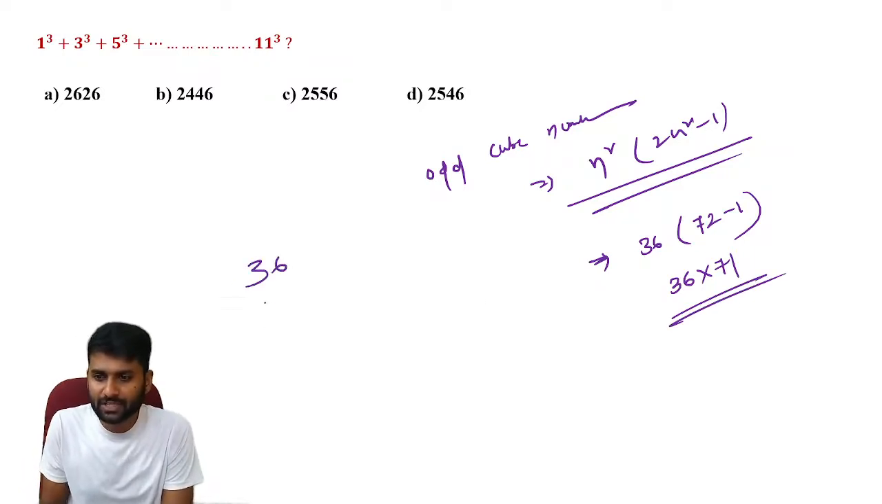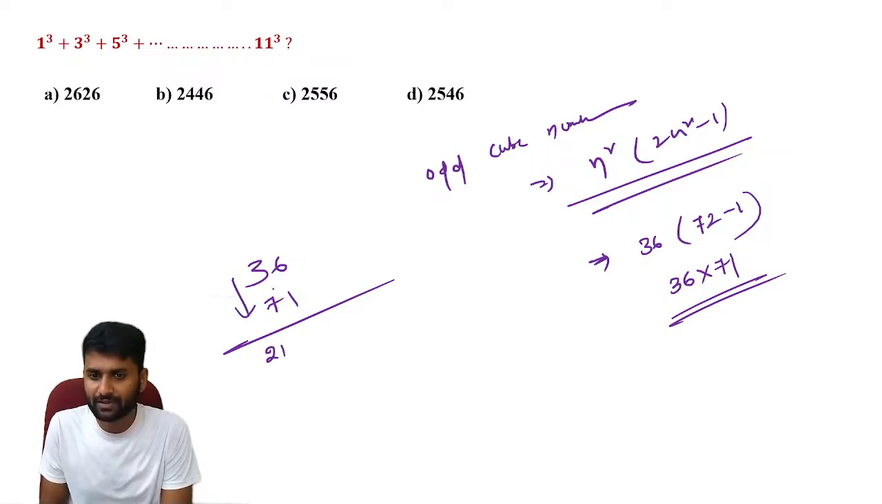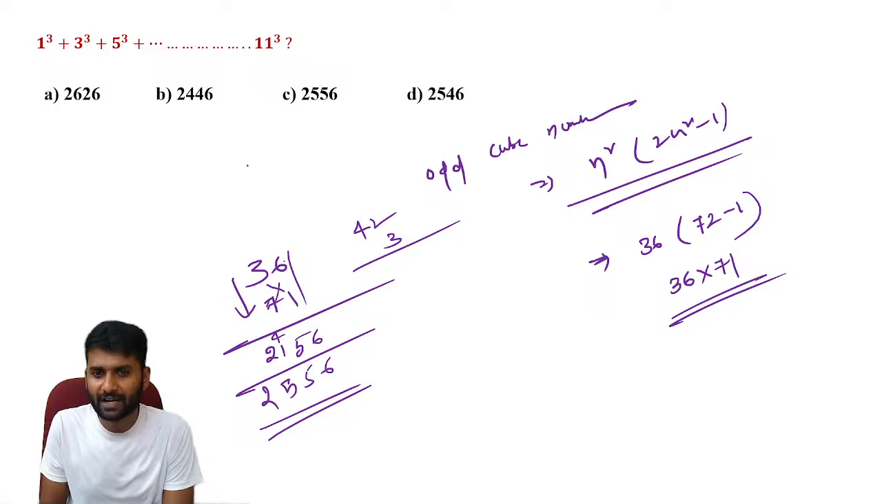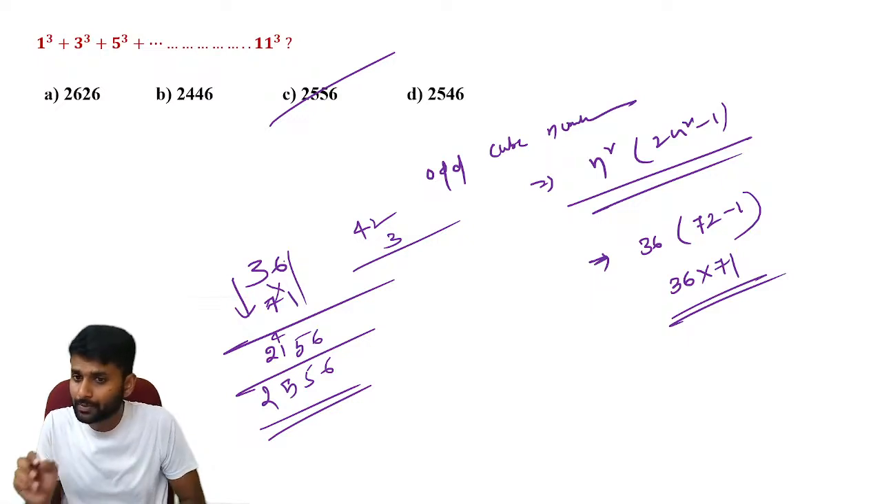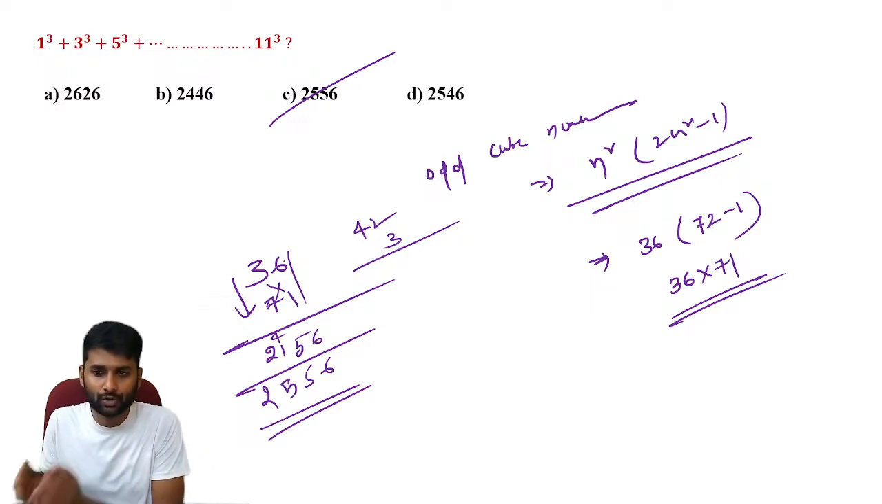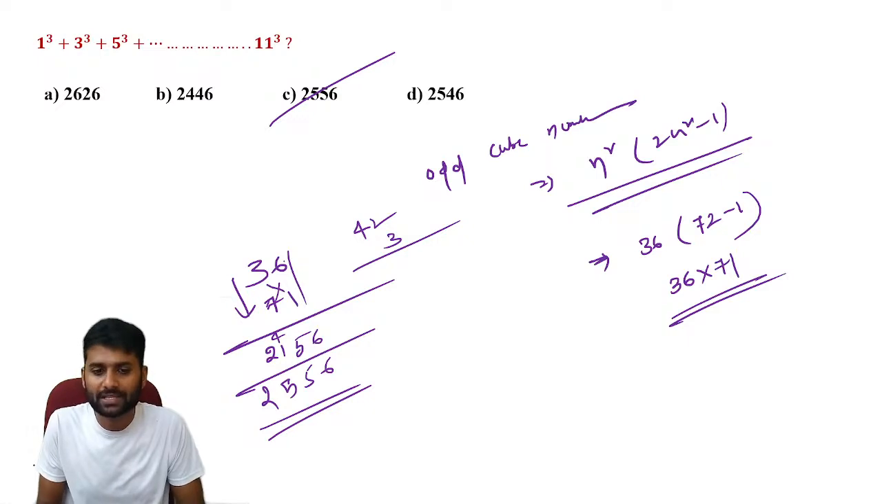Let me repeat the 2-digit multiplication here. Multiply these two numbers. 3 into 1 is 3. Cross multiply them. 7 into 6 is 42, and 3 into 1 is 3. The sum value is 45. Now finally 6 into 1 is 6. So the answer is 2556. So remember this formula for odd cube numbers. The sum of the first n odd cube numbers is n square into 2n square minus 1.